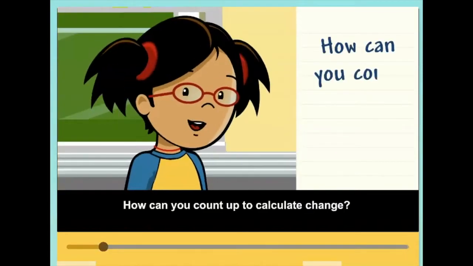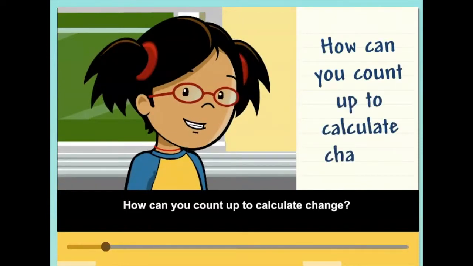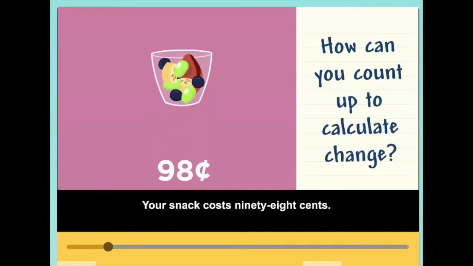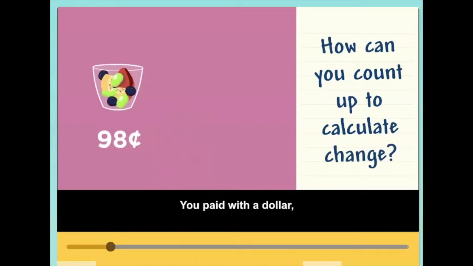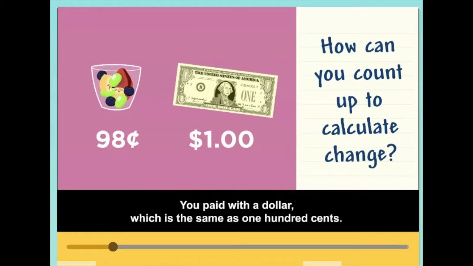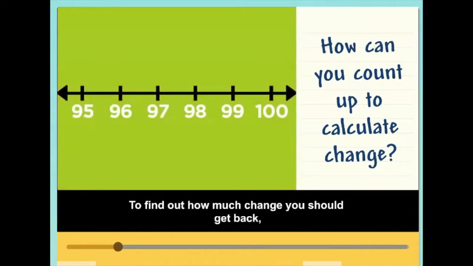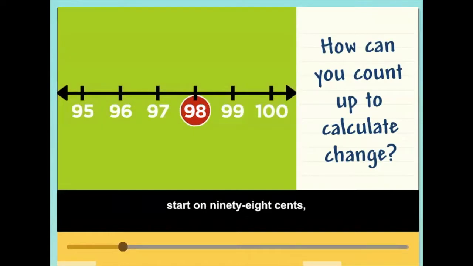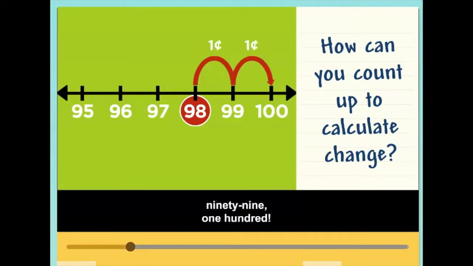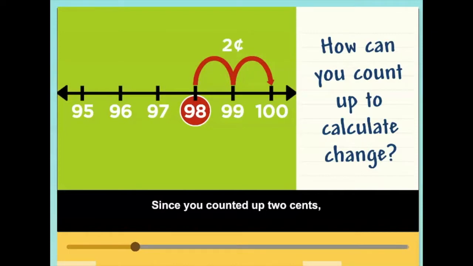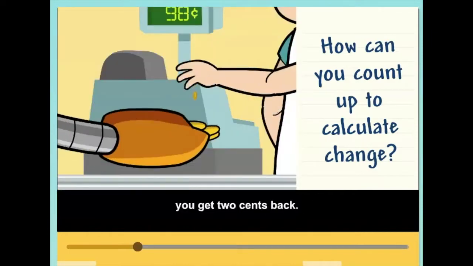How can you count up to calculate change? Your snack costs 98 cents. You paid with a dollar, which is the same as 100 cents. To find out how much change you should get back, start on 98 cents and count up until you get to 100 cents. 99, 100. Since you counted up 2 cents, you get 2 cents back.